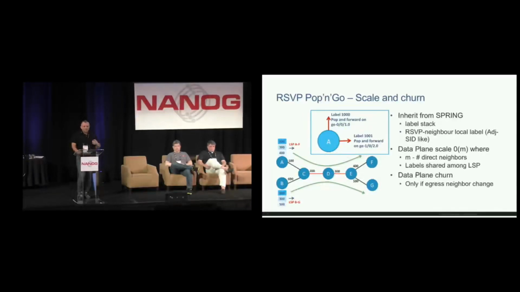Also, if we resignal or optimize an LSP by upgrading or downgrading bandwidth or whatever, if a given node has the same egress interface for the previous version and new version of the same LSP, there is no need to change the labels. There is no need to generate any churn to the data plane.